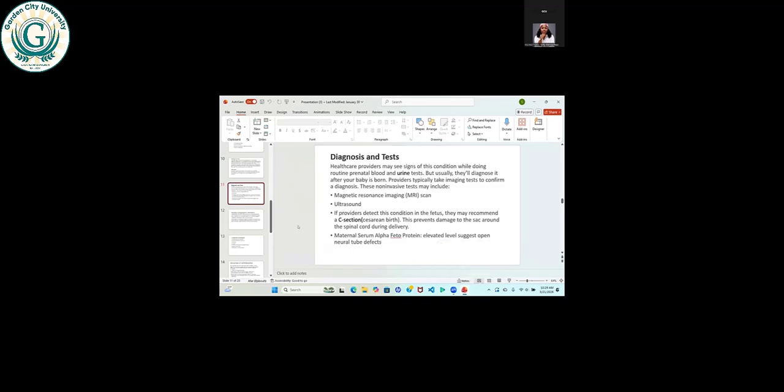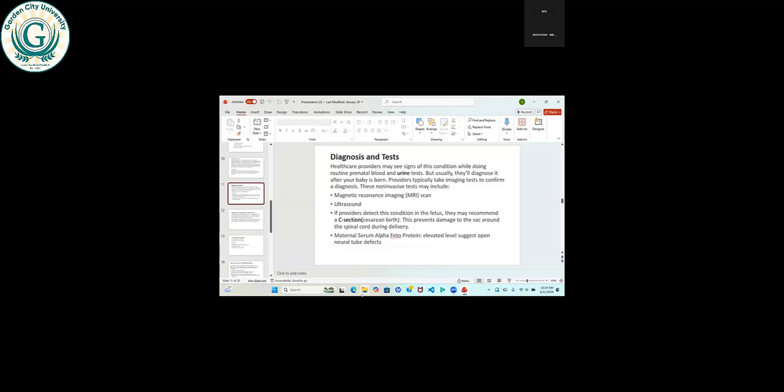Okay. Thank you. So we will talk about the ultrasound scan. It helps create images of the baby, which also helps in detection of the meningocele. If providers detect this condition in the fetus, they may recommend a cesarean section. The main reason for doing the cesarean section is to prevent damage to the nerves.